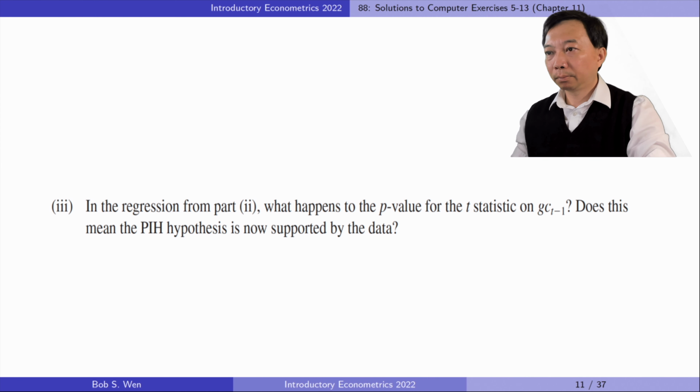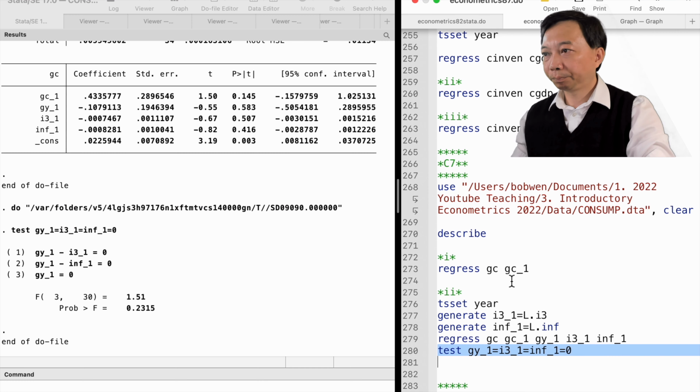In part 3, in the regression from part 2, what happens to the p-value for the t-statistic on the consumption growth at time t-1? Does this mean the permanent income hypothesis is now supported by the data? The p-value for the consumption growth at time t-1 is 0.145.